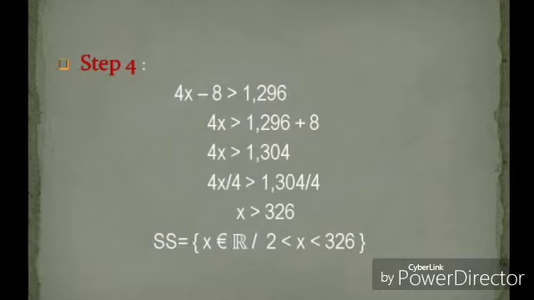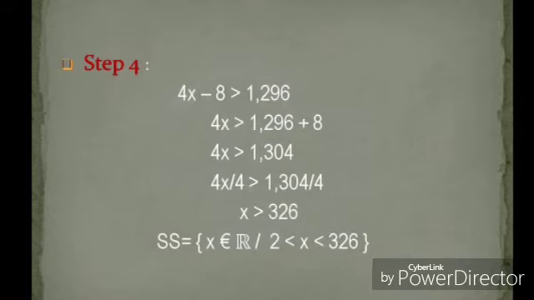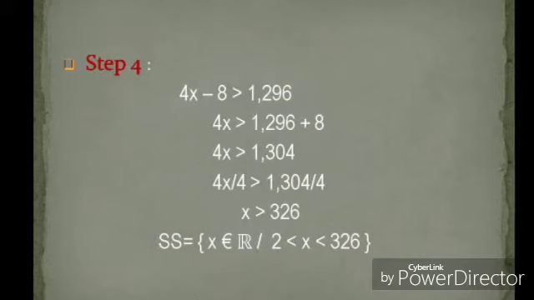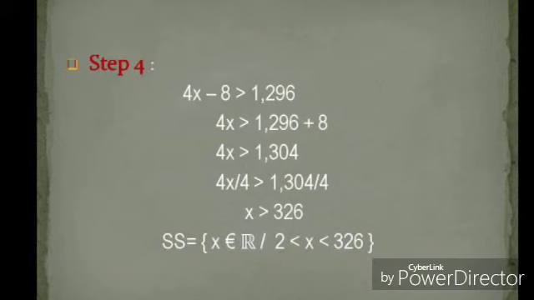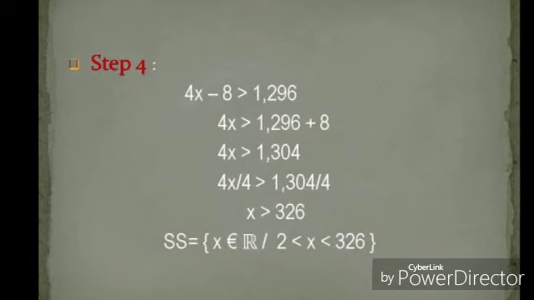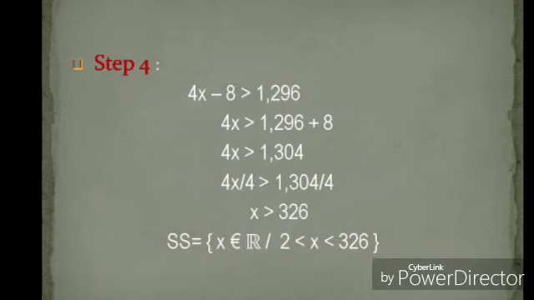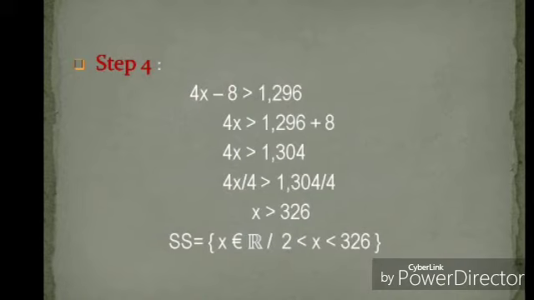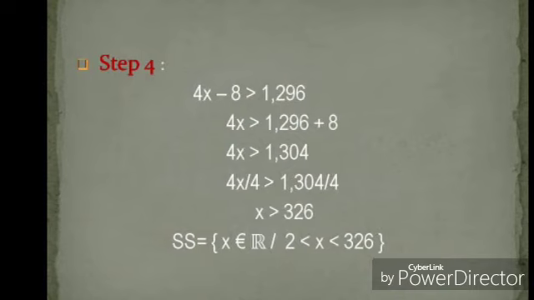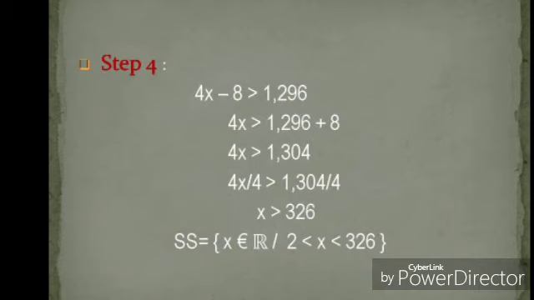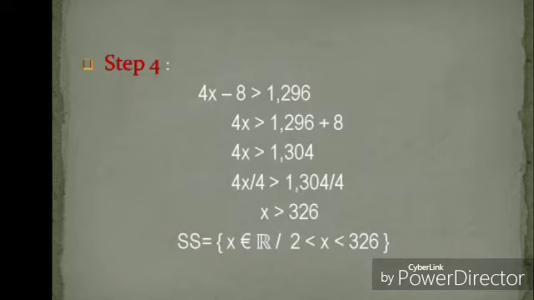Step 4. We are looking for x, so we divide by 4 on each side. So it will be 4x over 4 is less than 1,304 over 4. In step 5, we cross out the 4 on the left side. So it will be x is equal to 326. Why 326? Because we divided 1,304 by 4. Therefore, the solution set is x is an element of the real numbers such that x is less than 2 but greater than 326.